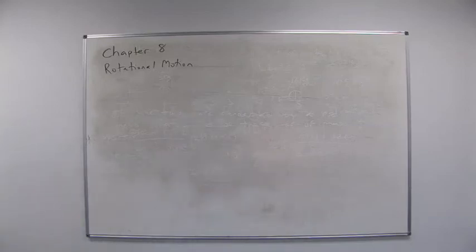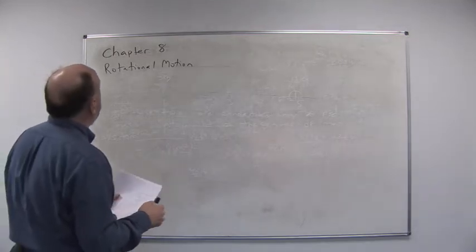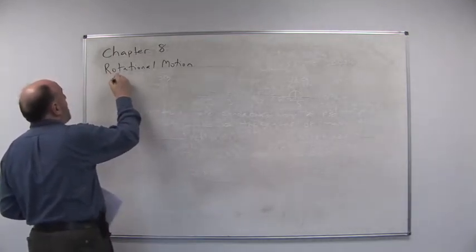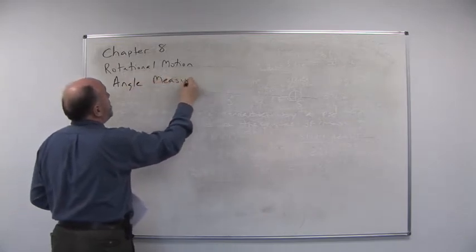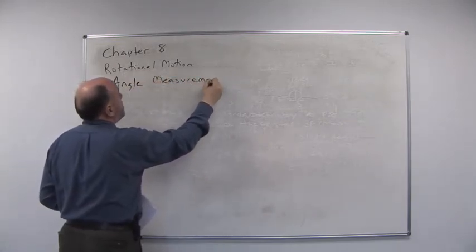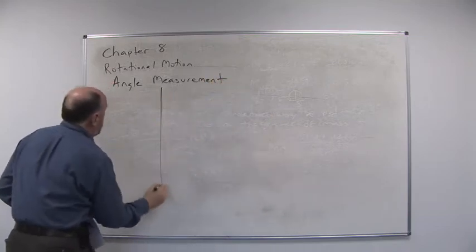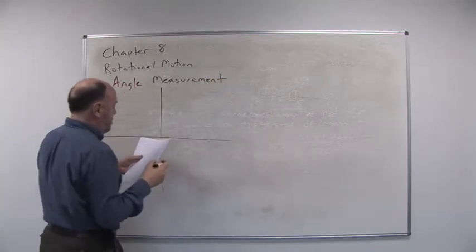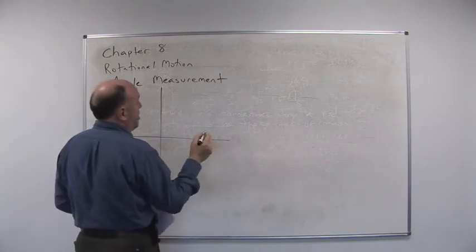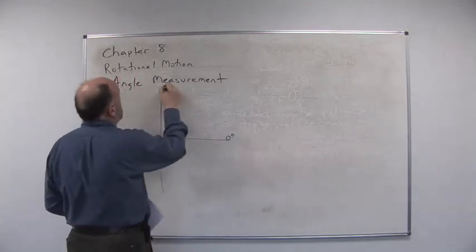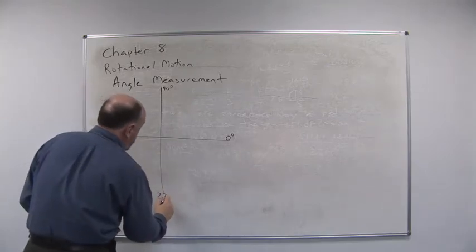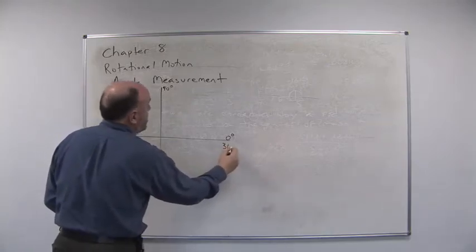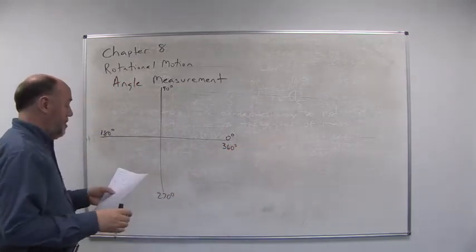This next chapter then is chapter 8, which deals with rotational motion. And so first off, for this chapter, we go back in terms of how we measure angles and angle measurement. So you think in terms of an XY system, in terms of degrees, you get this as 0, 90, 180, 270, and then this would be 360 degrees.